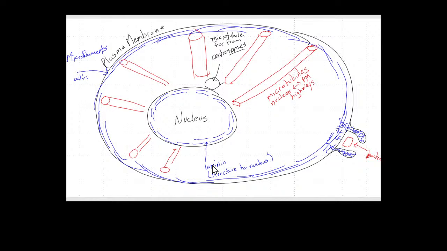intermediate filaments next. So that would be in this cell. It's not a keratinocyte, so we only have laminin to discuss. And laminin is going to be these blue lines running more or less parallel underneath the surface of the nuclear membrane. And so that's going to be giving the nucleus some structure. If you get mutations in your laminin, that can cause the nucleus of a cell to have a weird shape to it.